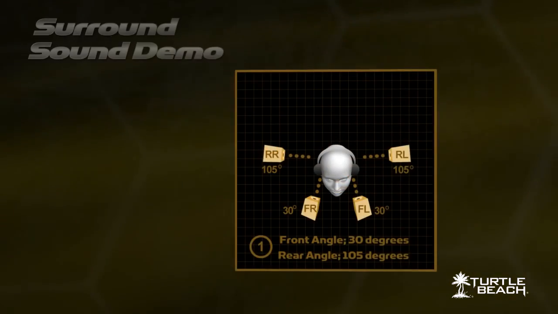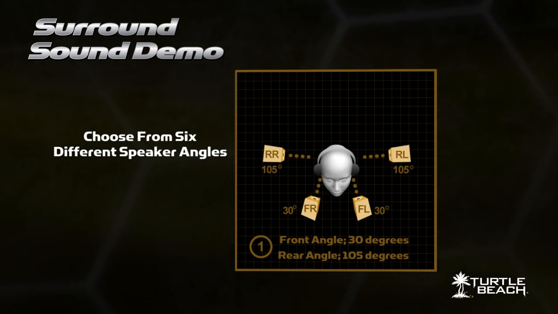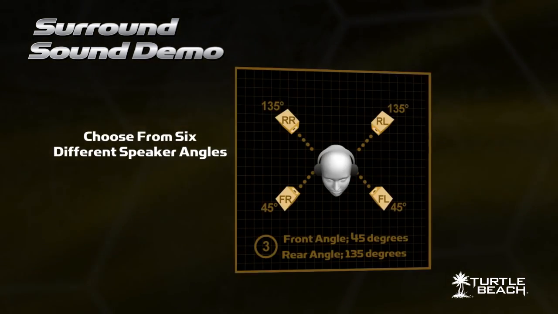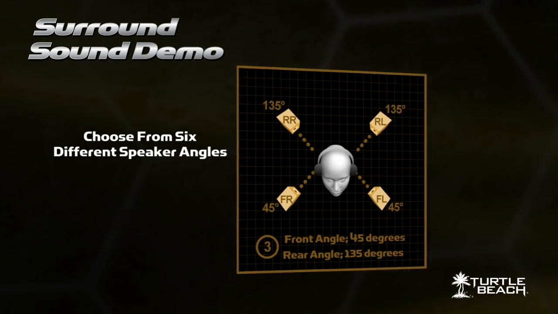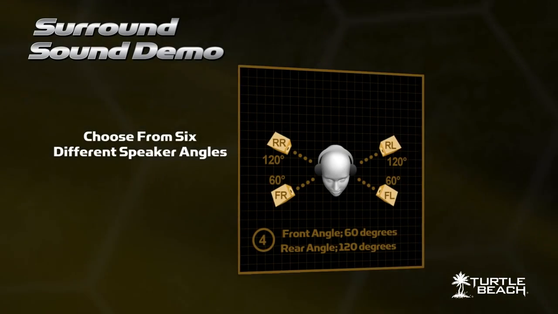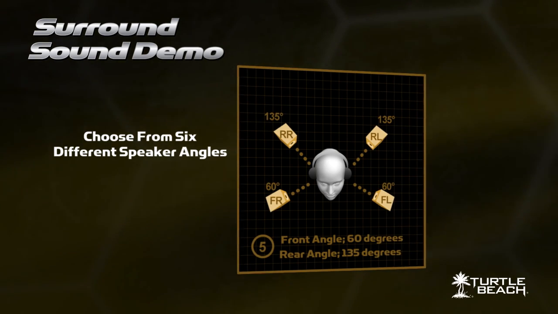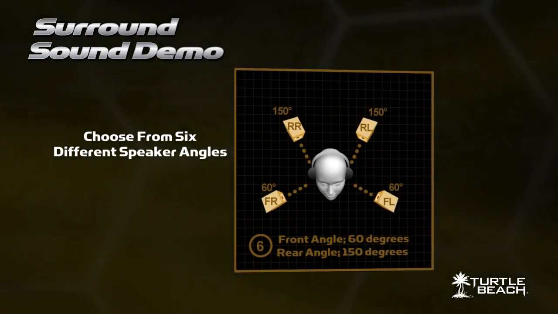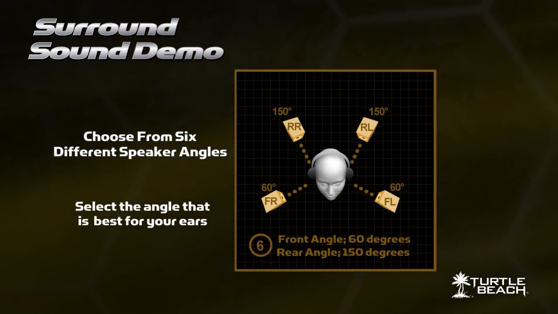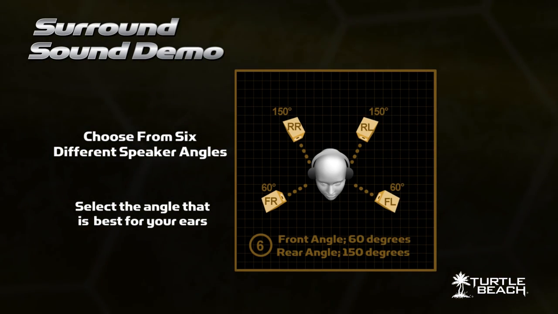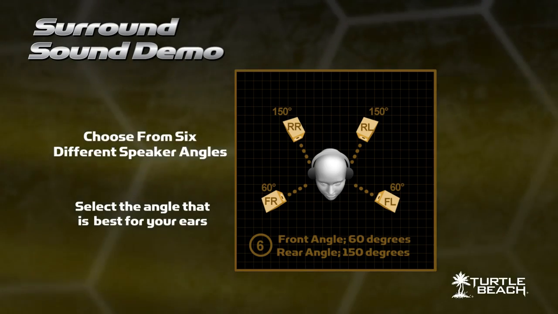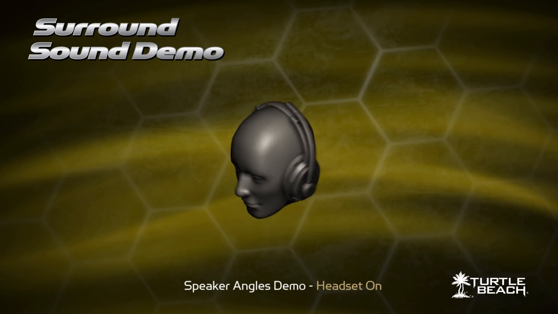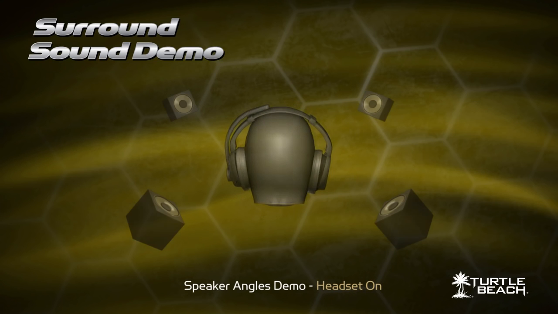Another unique feature we offer on our headsets is the ability to adjust the surround sound angles. This means you can change the positions of the front and rear speakers to compensate for the way your brain perceives the surround sound effects. Since the surround sound effect is based on your brain processing sound cues, it's dependent upon the anatomy of your ears, which is different for everyone. With variable angles, you can compensate for these variances by selecting between 6 different speaker positions and use the one that's best for you. Let's hear what variable speaker angles sound like.